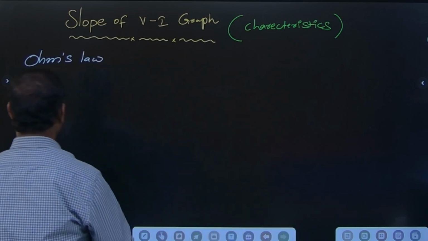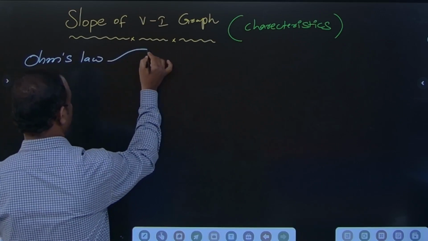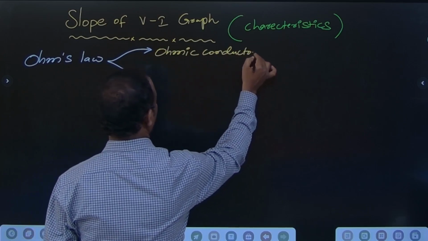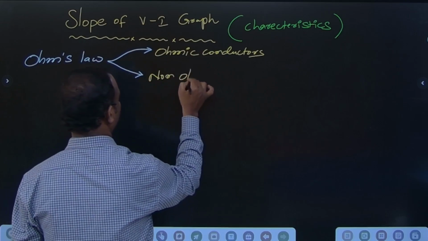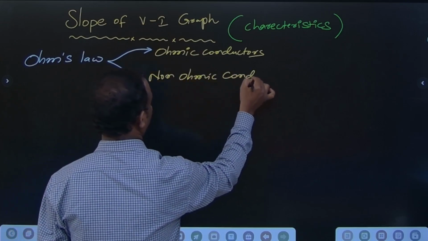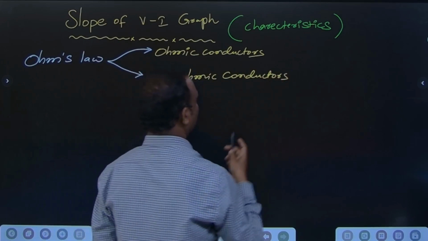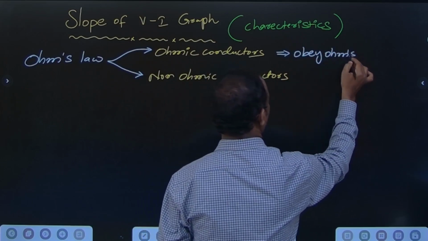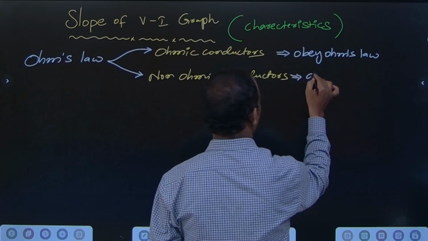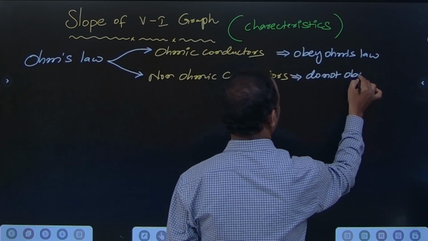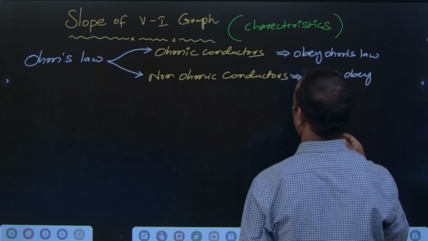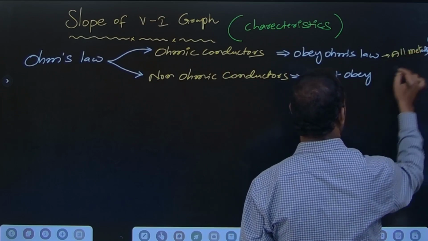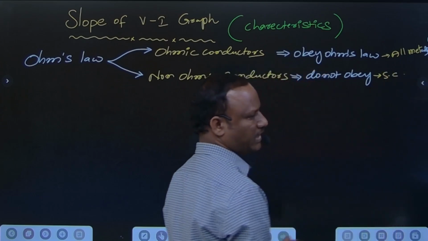Based on Ohm's law, the conductors are ohmic conductors and non-ohmic conductors. Ohmic conductors obey Ohm's law. Non-ohmic conductors do not obey Ohm's law. Ohmic conductors are all metals, and non-ohmic ones are, for example, semiconductors.